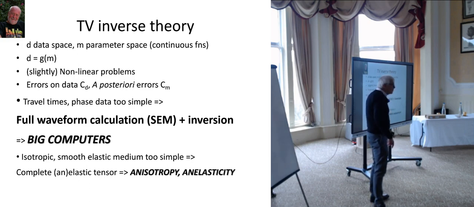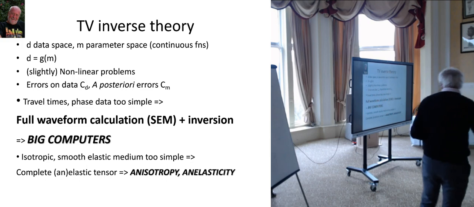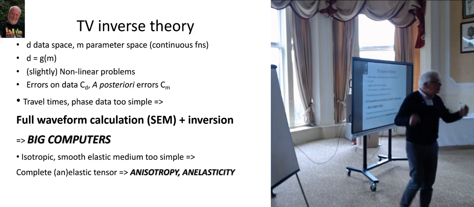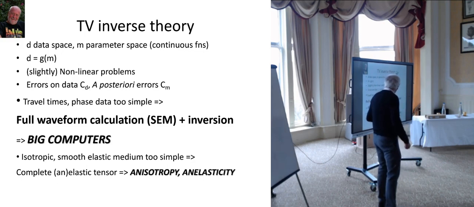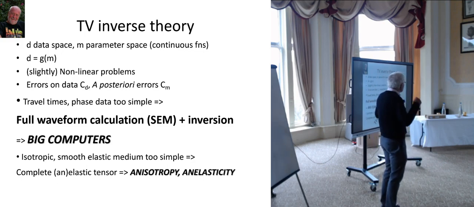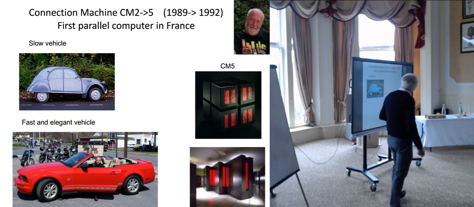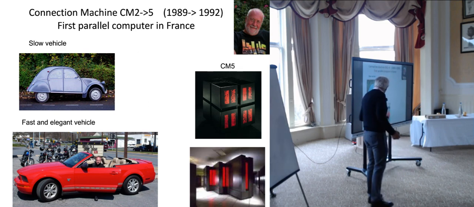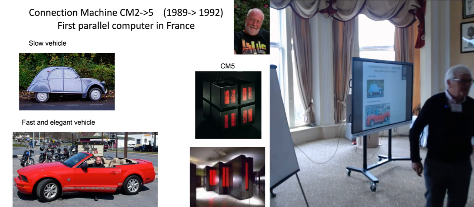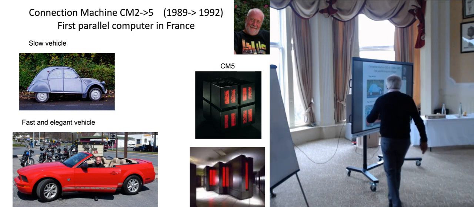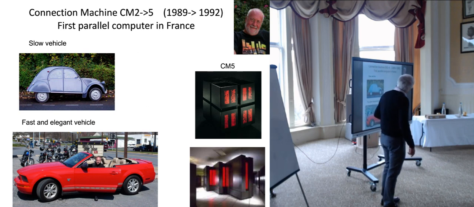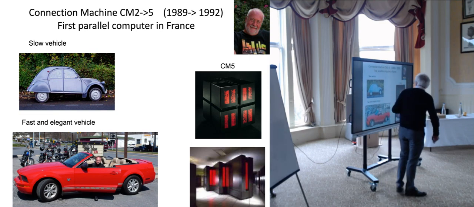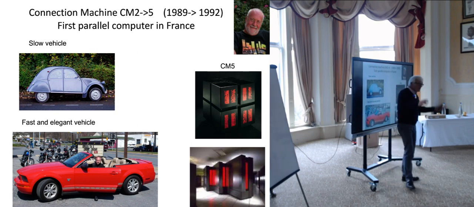Of course, from the theoretical point of view, he said, forget the isotropic elastic medium, you have to move to anisotropic and anelastic media. He was promoting the use of big computers, and his basic idea is think big, general and ambitious. For example, he didn't like small and slow vehicles, but always preferred fast and elegant ones like the Ford Mustang, and he tried to apply his philosophy to computers. He managed to buy the first parallel computer in France, which was named the Connection Machine. It was a very beautiful computer, with a lot of lights, very impressive.